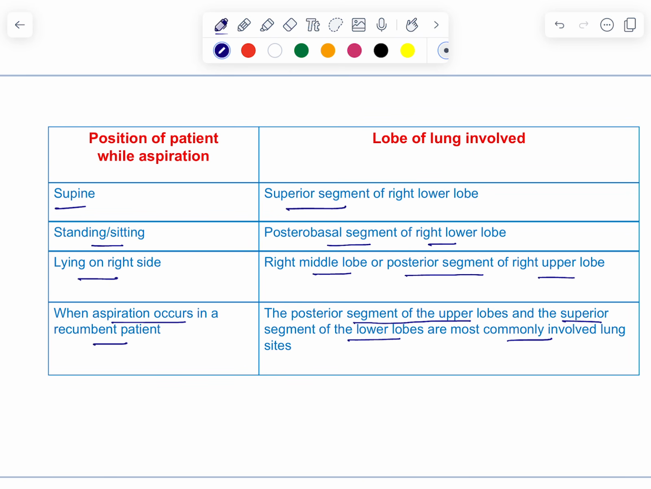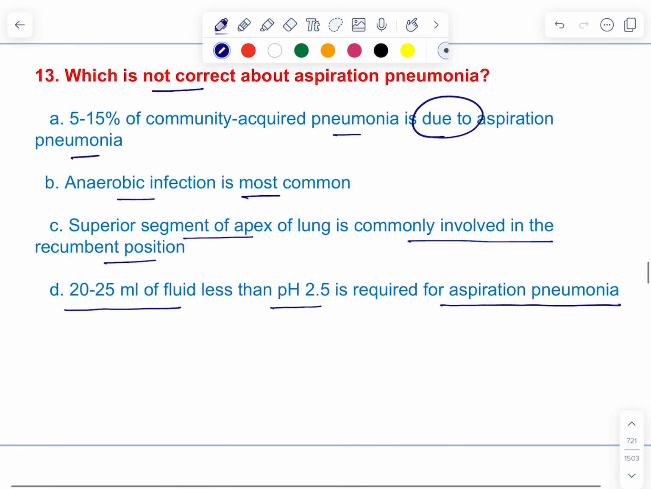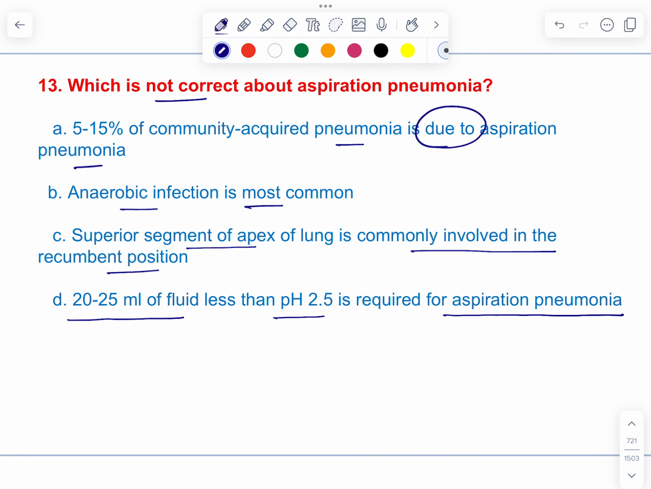So depending upon the site, now you see the options. When the individual is in recumbent position, what is given to us? The superior segment of the apex of the lung is commonly involved. That is a wrong statement. In recumbent position, what did I tell you? It is the posterior segment of the upper lobe.